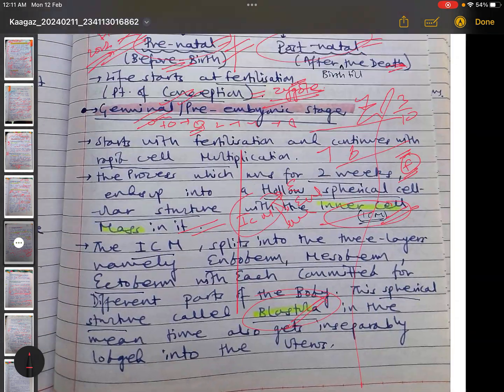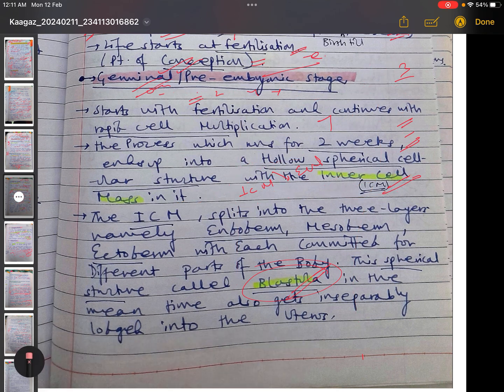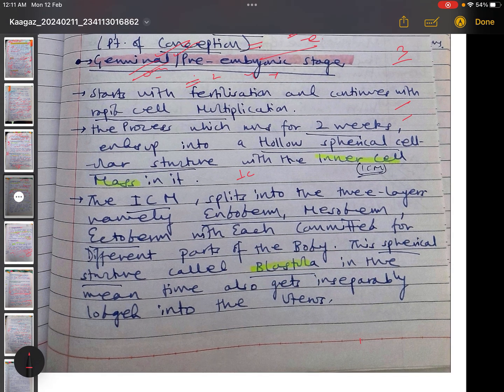All right. So starting with the germinal phase, let me just erase this. Okay. So the fertilization, when the egg and the sperm meet, the zygote is formed. So this is the point of conception. Now this zygote will develop, divide, and become an organism. The germinal phase starts with fertilization and continues with rapid cell multiplication.